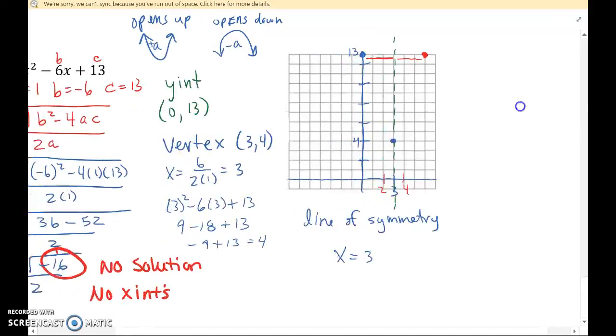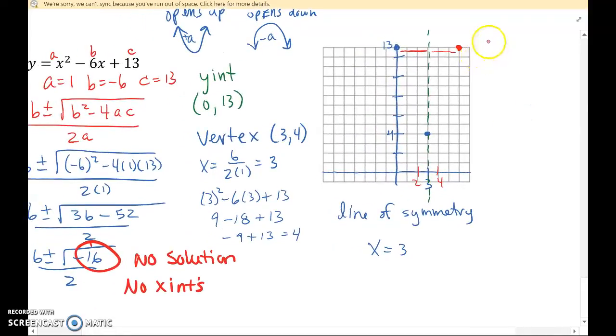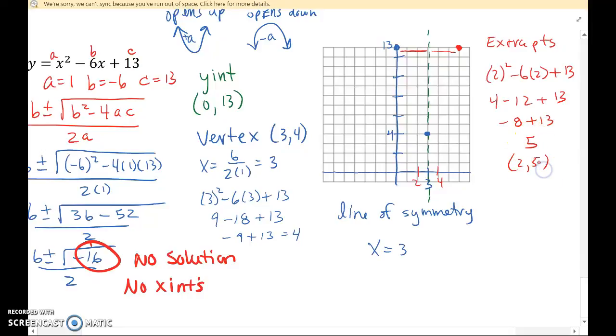I'm going to choose 2. And so if we take 2 and plug it back into our equation, we're looking for extra points here, plug a 2 in, 2 squared minus 6 times 2 plus 13. We get 4 minus 12 plus 13. And so that's negative 8 plus 13 gives us 5. So at 2, 5, we have an extra point, which would be right here. And if that's 1 unit away on the left, we have a point 1 unit away on the right. So that would tell us if we had plugged a 4 in, we would also get 5. And so now we have enough information to sketch our graph.